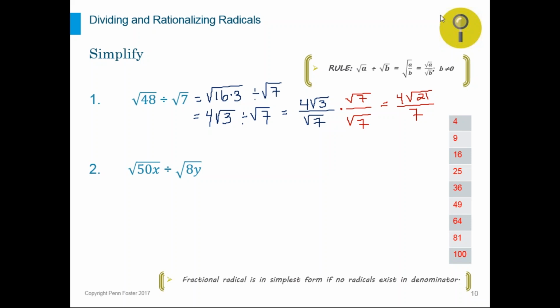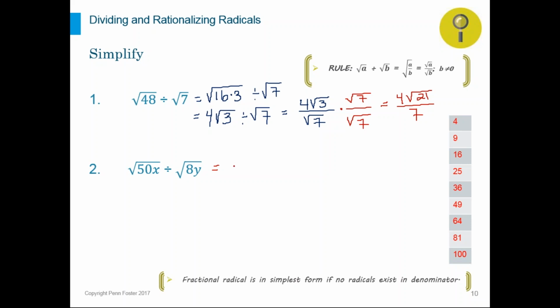Okay, let's move on and do number 2. The square root of 50x divided by the square root of 8y. Now we still have to deal with variables. So let's think about the 50.